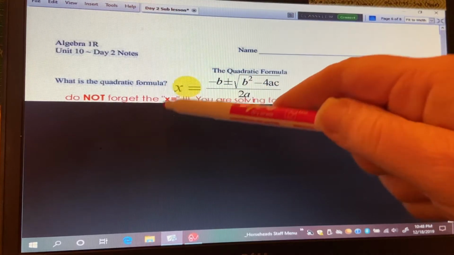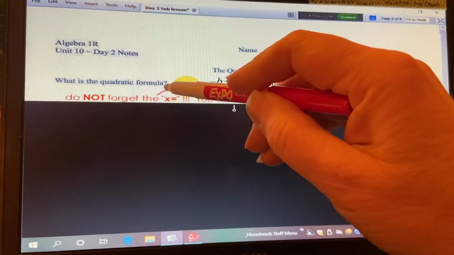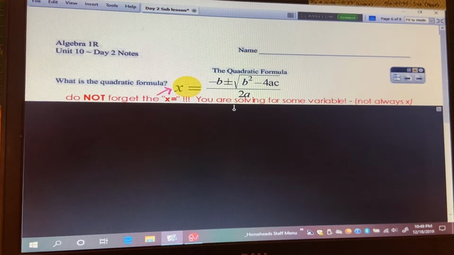Okay, now make sure you write this down. Do not forget the x equals. So I highlighted it right there. You are solving for some variable. It's not always an x. You could have t for time or d for distance. They could change the variable. But that should be the only variable you should be solving for that will end up in this quadratic formula. That will be your only unknown. The rest of these, you're going to fill in with numbers.